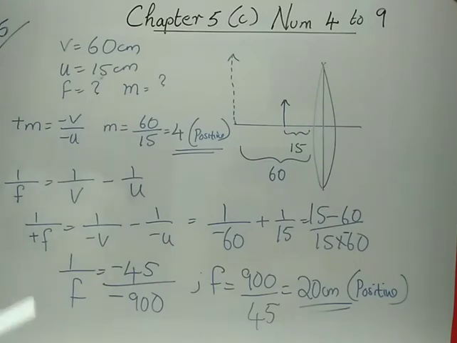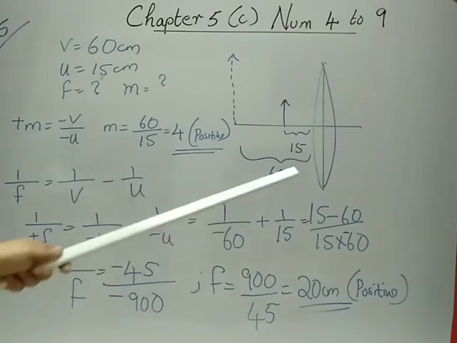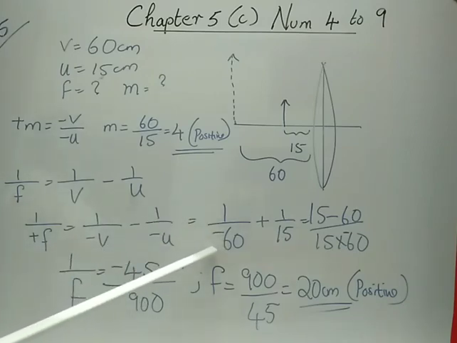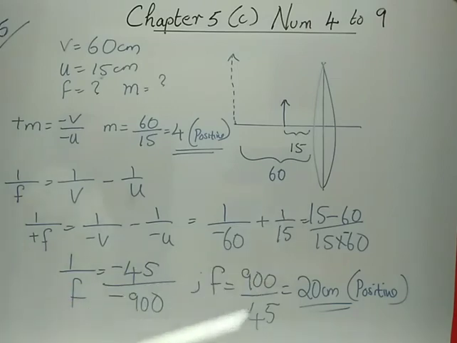Now calculate the focal length. Always write the first formula, lens formula. 1 by F is equal to 1 by V minus 1 by U. Now substitute the sign convention. Focus of a convex lens is always positive. Here V and U are on the same side. So I put both negative. Now this negative and negative will get positive. So we will get 1 by negative 60 plus 1 by 15.